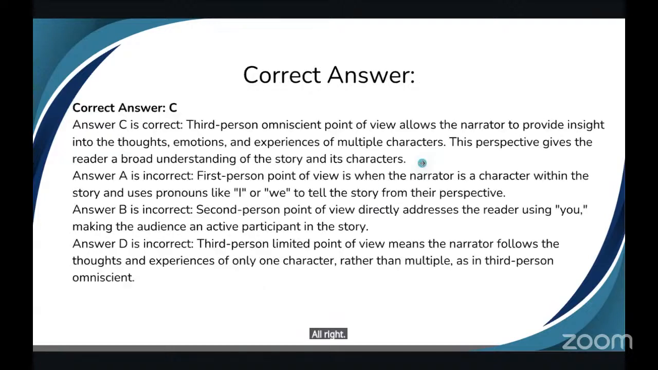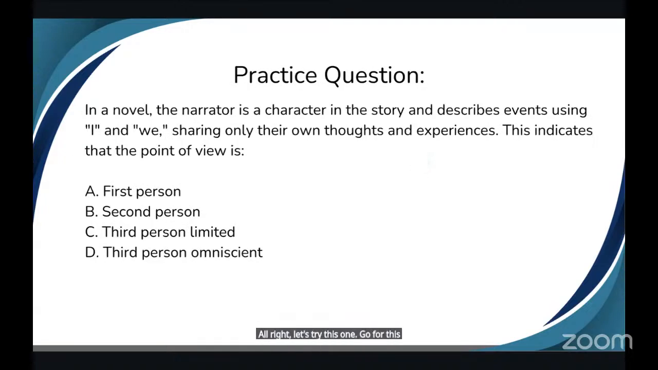All right, let's try this one. Go for this one. Ready? And go. All right, there's our timer.